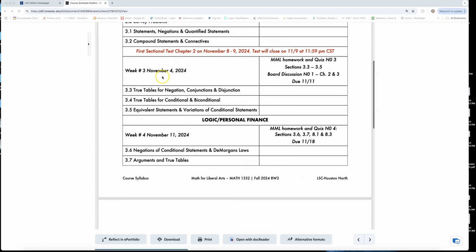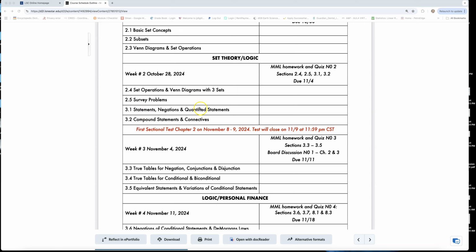Well, we introduced chapter number 3, making the introduction for the different types of statements. In those statements we introduce what are called the compound statements, okay, with the conjunction and disjunction.